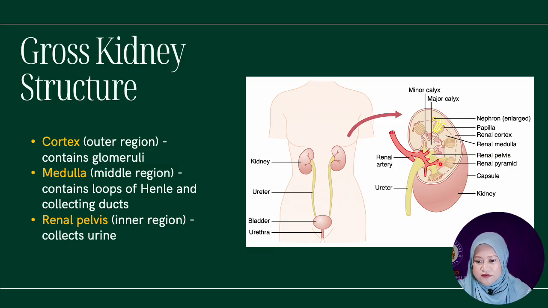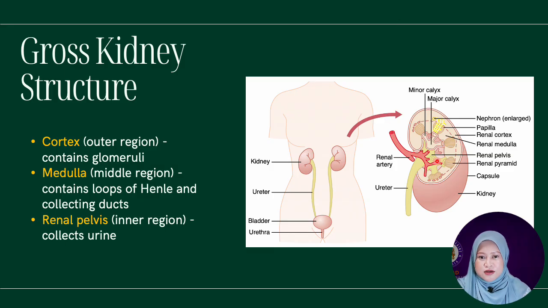So moving inwards, we have the medulla. So this region appears darker and is organized into renal pyramids. The loops of Henle and the collecting ducts extend down into this region. The medulla plays a key role in concentrating urine because it maintains a gradient of osmolarity that allows water to be reabsorbed when needed.